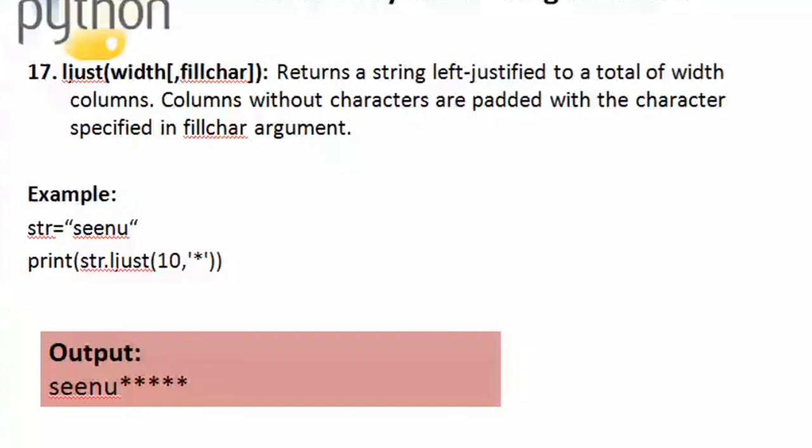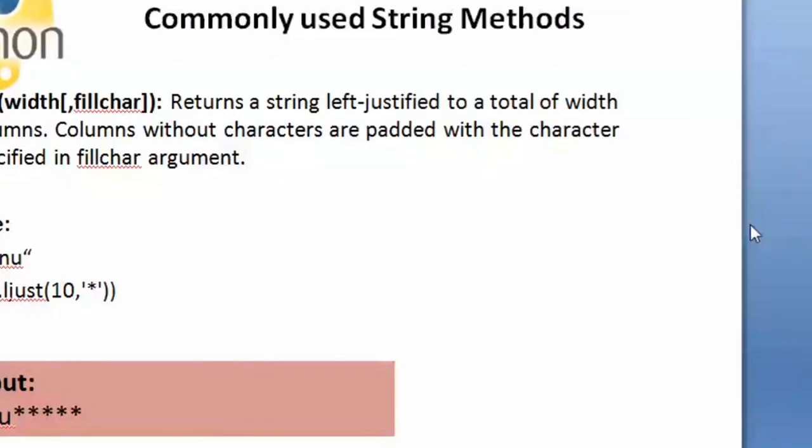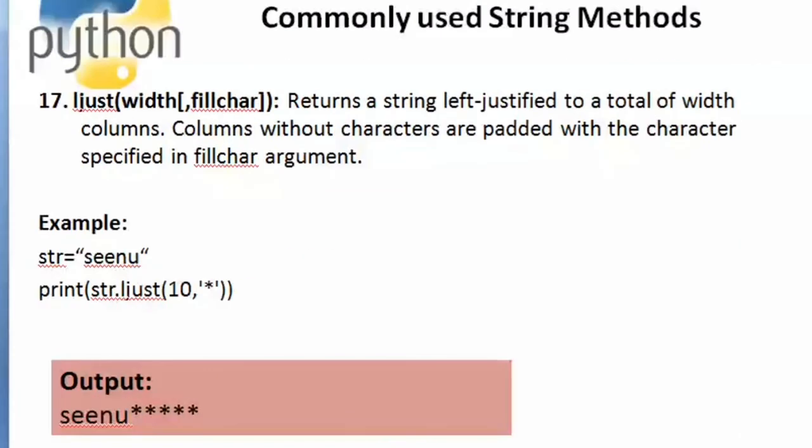So what we have here is ljust, which takes 2 arguments. The first argument is width and the second argument is the fill character. Now just look into the program. I wrote print str.ljust. Ljust is left justification. Here the width is 10, so I'm taking 10 characters width and I'm placing the string on the left side of this 10-character width, and for the rest of the characters I'm padding with the character that I mentioned in ljust. The character I mentioned in ljust is an asterisk.